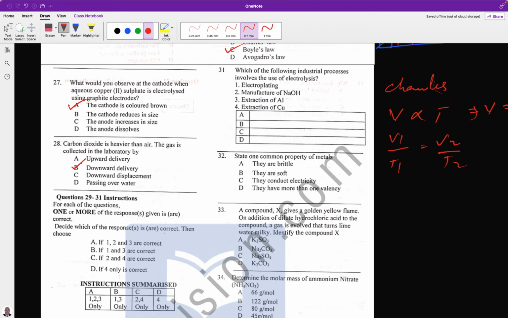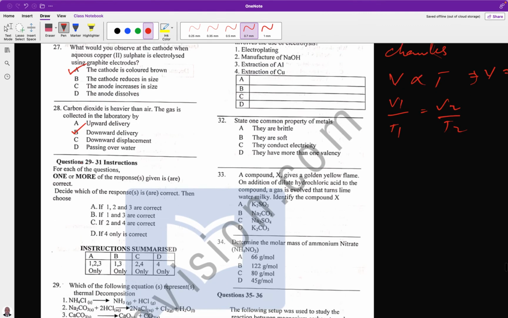Remember I said, gases that are heavier than air would be collected by downward delivery or by using what we call a gas syringe. Any gas that is heavier than air would be collected by a downward delivery or by using a gas syringe.